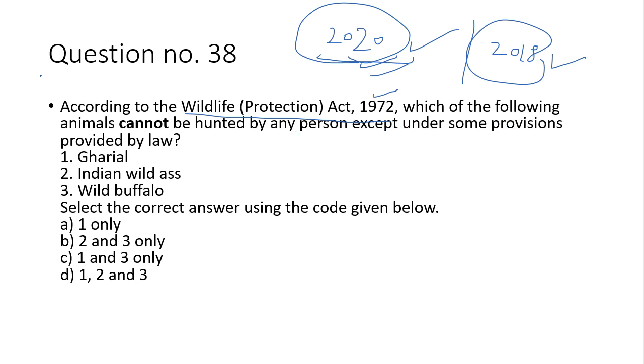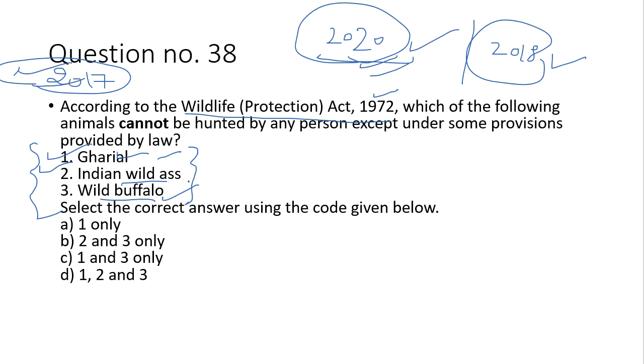See, this question was again asked in the 2017 UPSC prelims. Which of the animals cannot be hunted? Yes, gharial cannot be hunted. Whether it is the wild ass, gharial, or the wild buffalo, these are all granted protection under Schedules 1 and 2 of the Wildlife Protection Act, so they cannot be hunted. So all statements are correct.